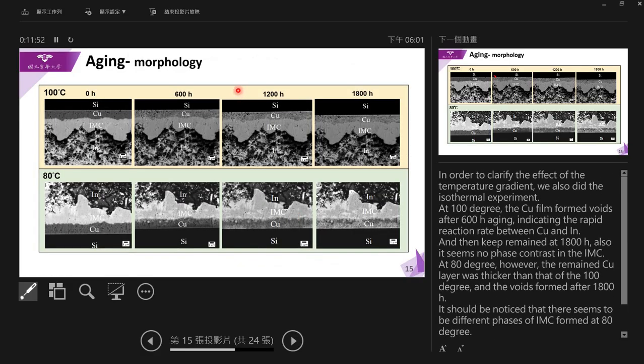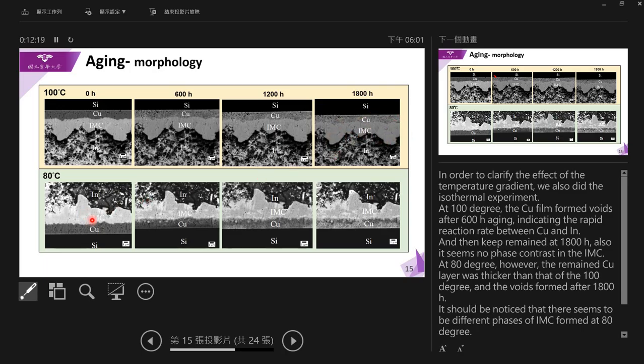To clarify the effect of temperature gradient, we also did an isothermal experiment. At 100 degrees, the copper film formed void after 600 hours, indicating a rapid reaction rate between copper and indium, and then the copper layer remained after 1800 hours. And also you can see that there seems to be no phase contrast in the IMC.